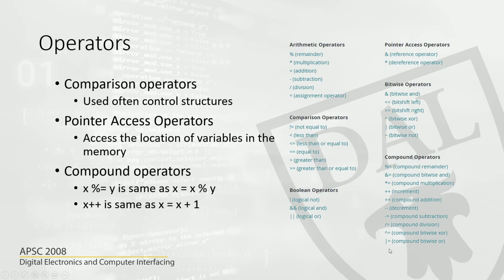And there are some compound operators. We already talked about the increment operator. So plus plus, x plus plus, is used in for loops often, which is the same as x equals x plus 1. It is just compounded. When you say X modulo equals Y, it is the same as saying X modulo Y and just assigning that value to X actually. So these are some operators.